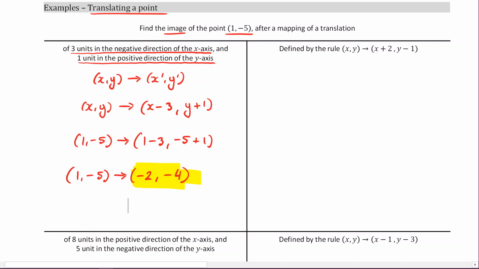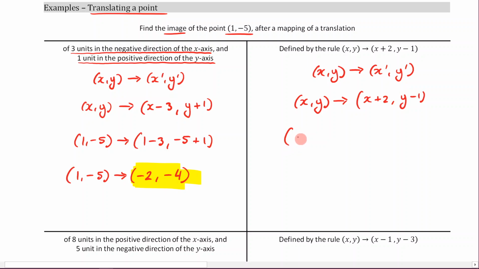Okay, let's now look at our next one. Here it says, defined by the rule this to this. Okay, so let's begin. We're starting with our original point. We're going to our new point. We know what the new point is going to be because the question itself tells us it's going to be x plus 2, y minus 1. So x dash equals x plus 2, y dash equals y minus 1.